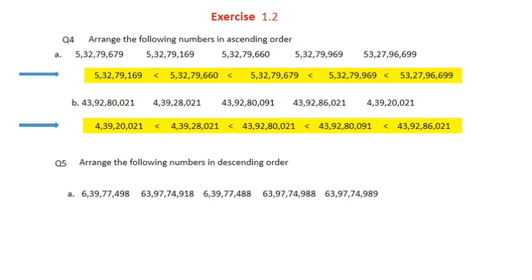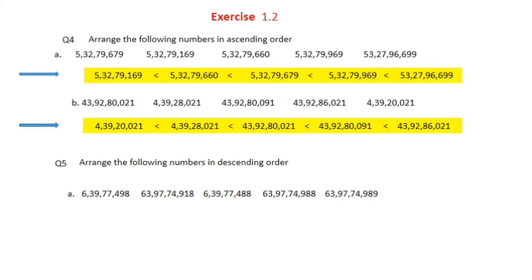Then if you compare these, it is 88 and 89. 88 is the smaller number. That means the smallest number is 63 crores, 97 lakh, 74,919. Then the next number is 63 crores, 97 lakh, 74,988. Then the next number is 63 crore, 97 lakh, 74,989.